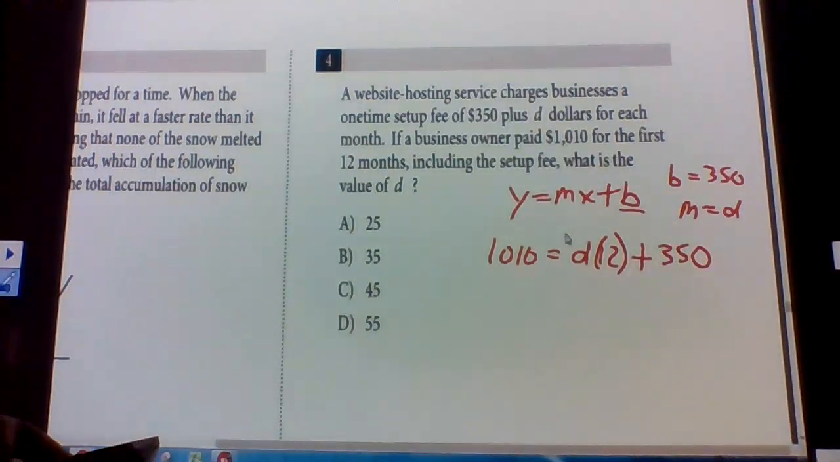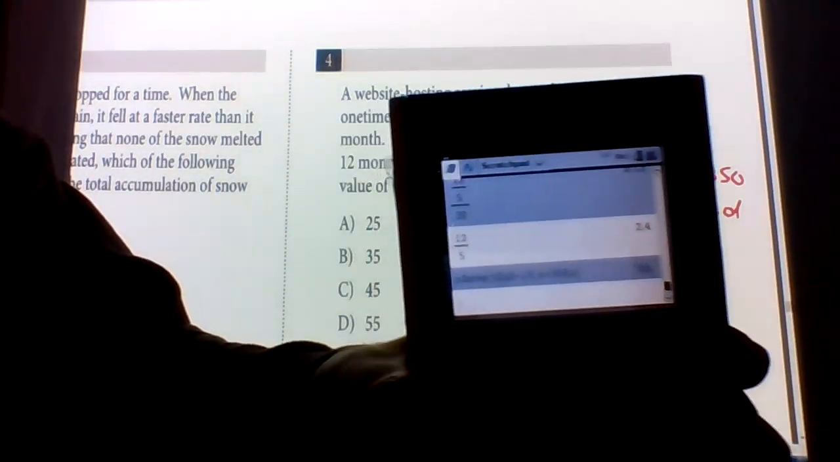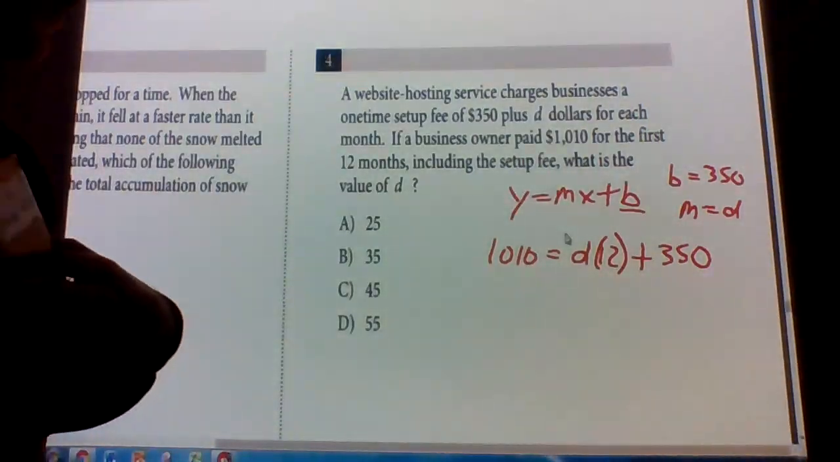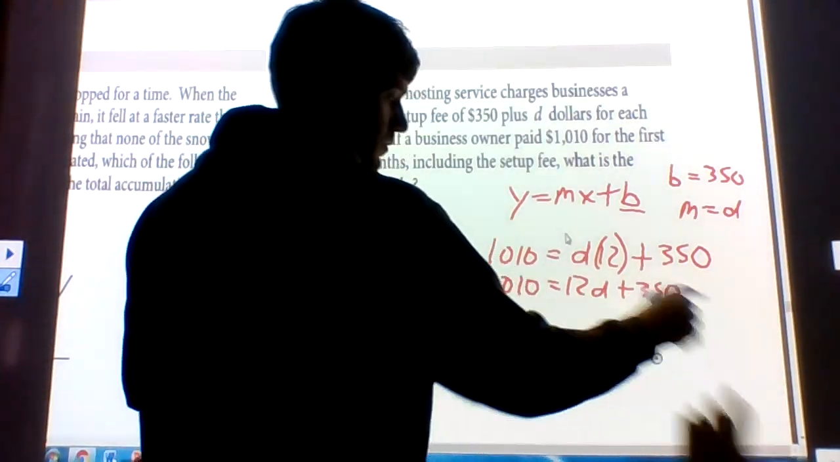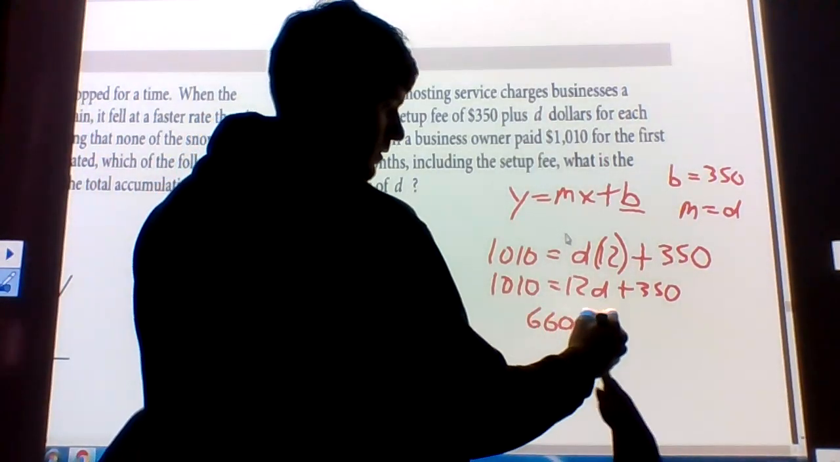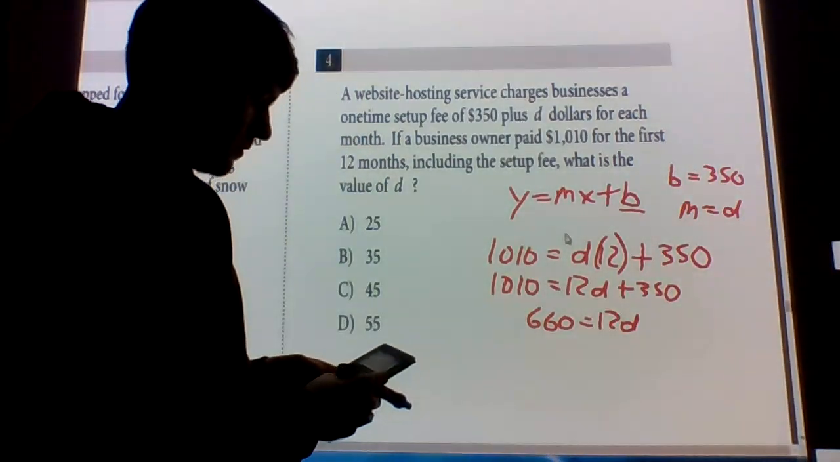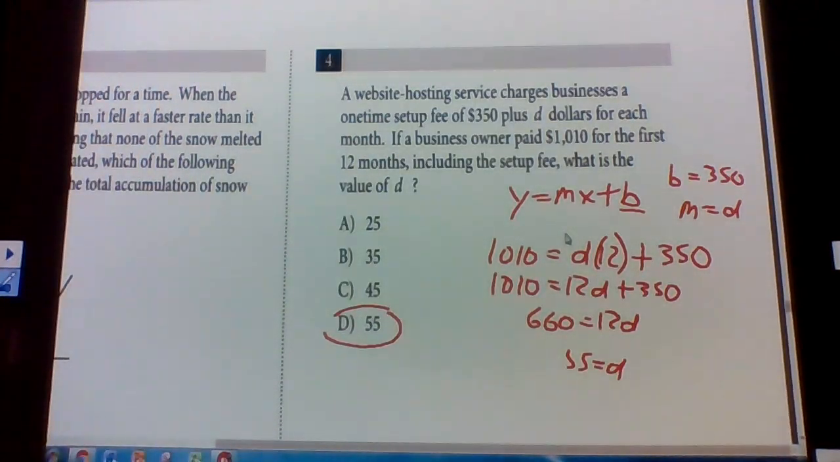Menu 3.1, and you would just put in 1010 equals 12 times X plus 350, and then you have to put comma X at the end, and it should tell you that the answer is 55 there. Okay, if you want to do it by hand though, 1010 equals 12D plus 350. So we subtract 350, 1010 minus 350 is 660, divided by 12. It's going to be 55. Okay. $55 per month.